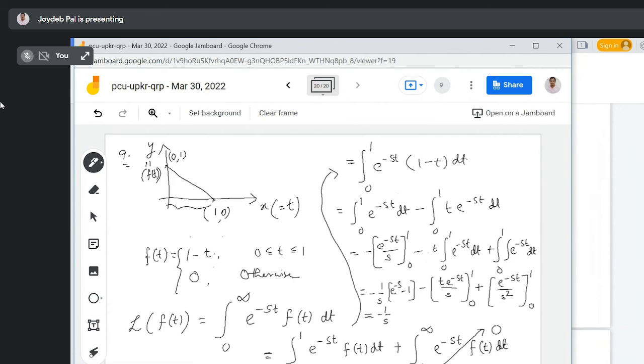Minus 1 by s a to the power minus s minus 1, and if we put 1, then it will be a to the power minus s, and for 0 it is 0, so it is only a to the power minus s, not 5. Okay, don't think that is 5, it is s.